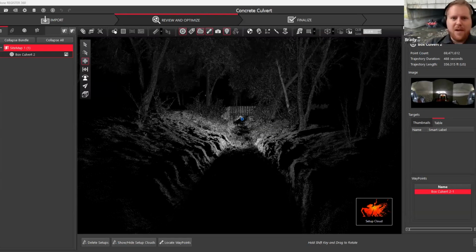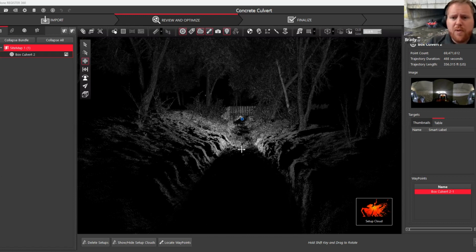Well, that's the beauty of this. We're able to show all this information for you. So here we're looking at Cyclone Register 360. This is where we take all the raw data from the sensor and then process it into something that we can see and do measurements on.